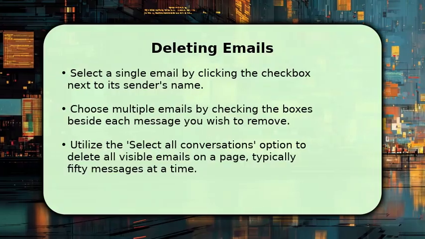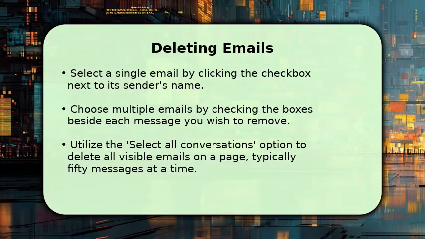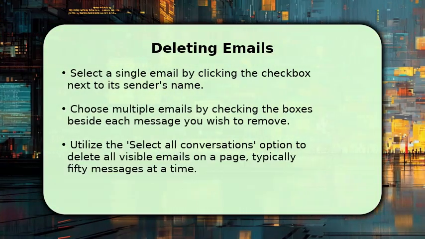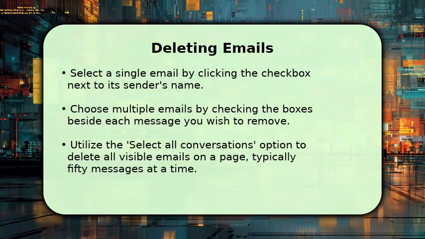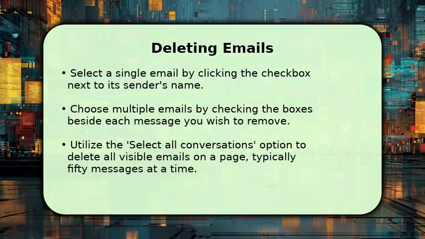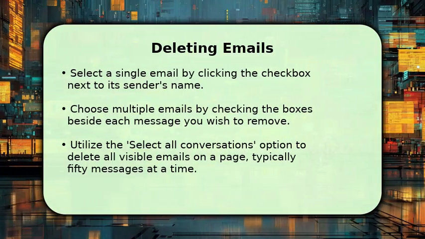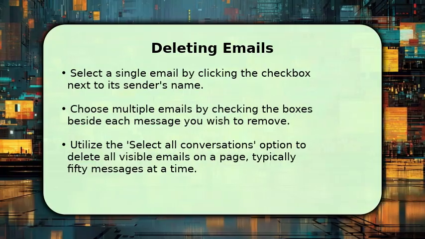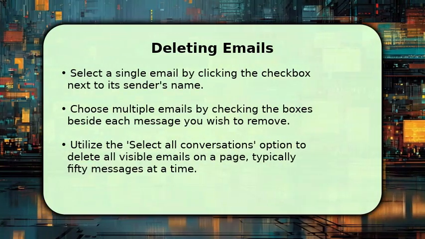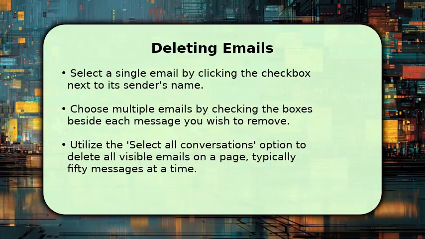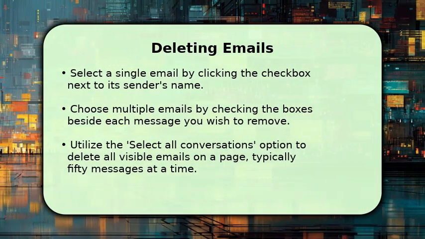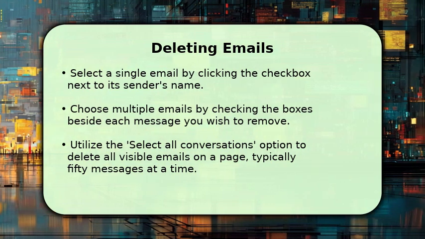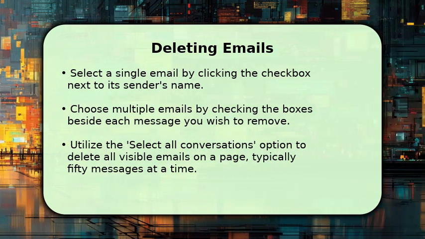To begin deleting, simply click the small checkbox located next to any individual email you wish to remove. For multiple messages, check each corresponding box. If you need to clear an entire page, look for the Select All Conversations option at the top, which typically selects 50 emails. Once your selections are made, click the Trash Can icon in the toolbar. This action moves the chosen emails to your trash folder, a crucial first step in the permanent deletion process.